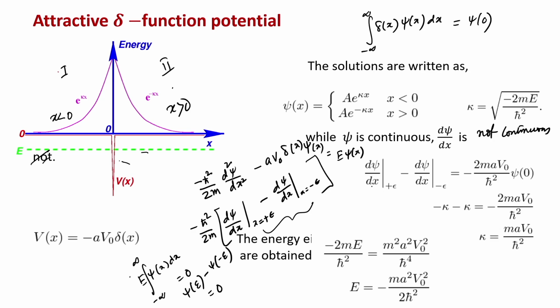And when you calculate this d psi dx from the solutions of psi of x, you get minus kappa and minus kappa. So, minus 2 kappa is equal to minus 2 m a v naught by h cross square. So, kappa becomes equal to m a v naught by h cross square. That gives the bound state energy to be minus m a square v naught square by 2 h cross square.